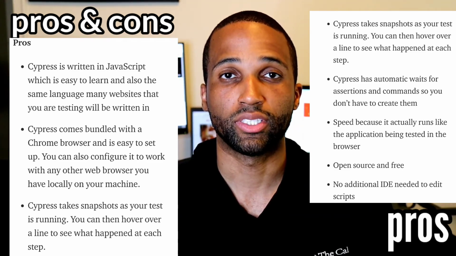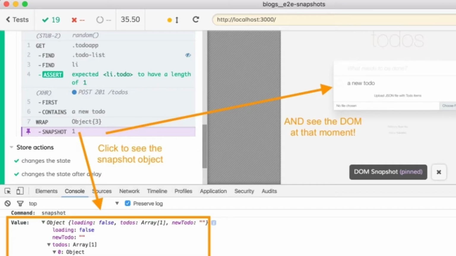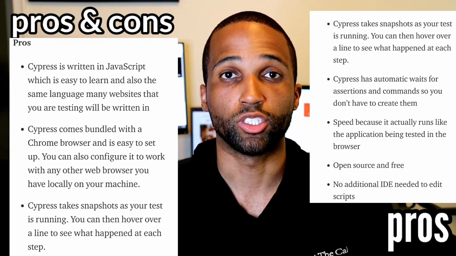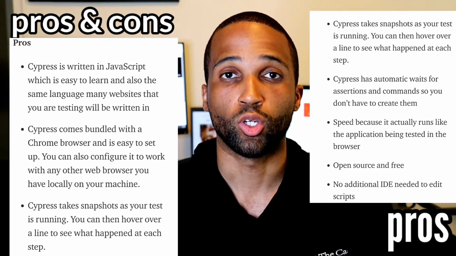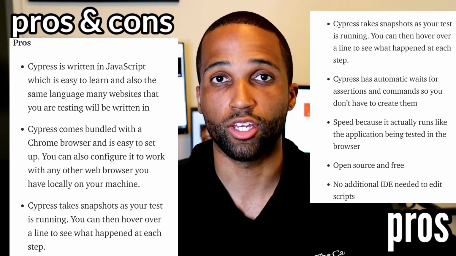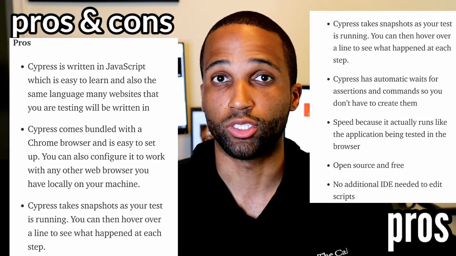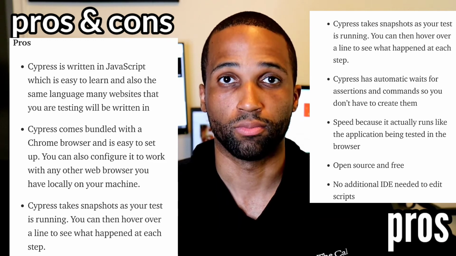Next, Cypress takes snapshots during your tests. So let's say you run a line of code and you don't see what's happening in it, you can hover over that line and see a snapshot of what happened. Cypress has automatic built-in waits for assertions and other commands, so you don't have to explicitly write that in your code. So many times waiting for an element to appear on a page or for something to finish loading, instead of you putting a wait for something, it does that automatically.